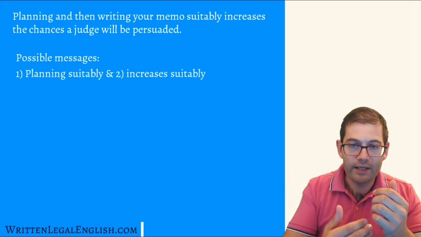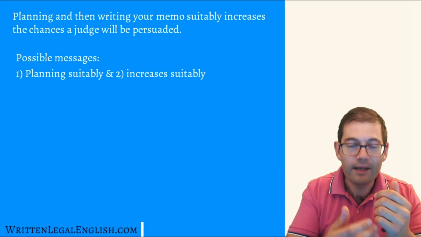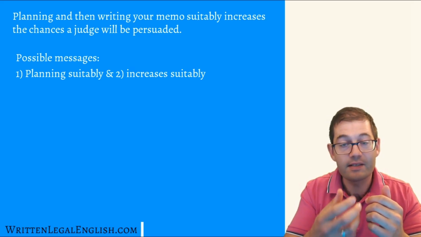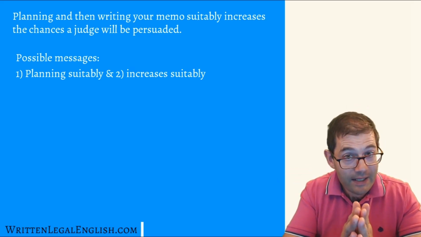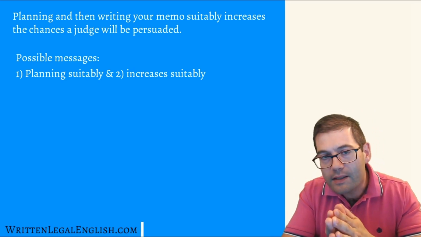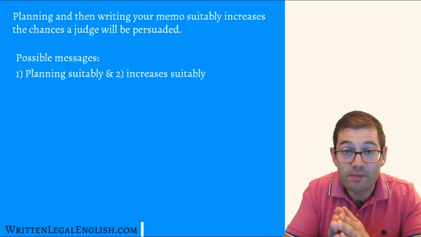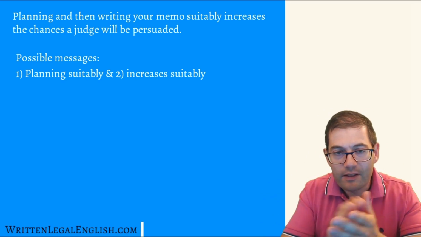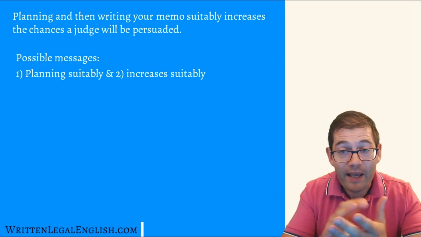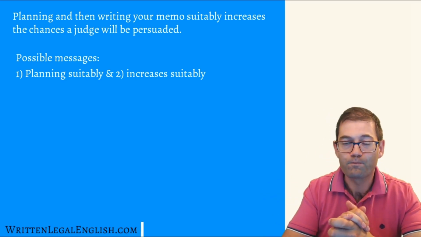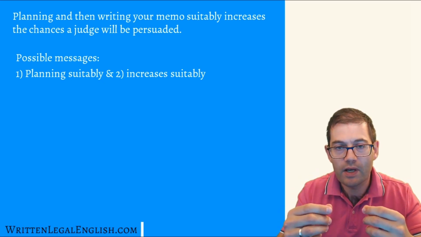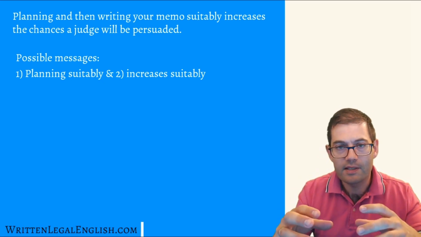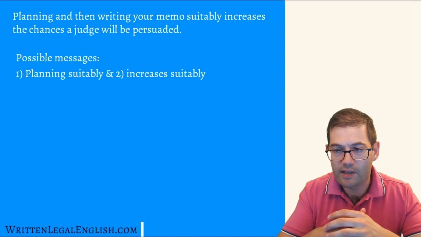The author writes something meaning one thing. I, as the reader, read this and understand it as something else. So the author might mean planning suitably. I might understand this as increases suitably. And there we have the problem. And that's where we might have possible litigation. So we need to change this sentence. We need to redraft it in a certain way to avoid this squinting modifier and to avoid this potential problem.